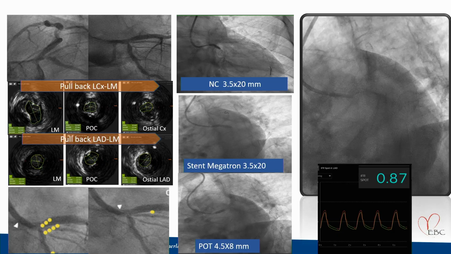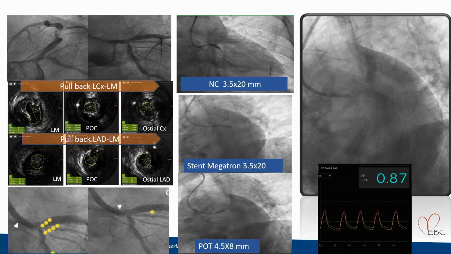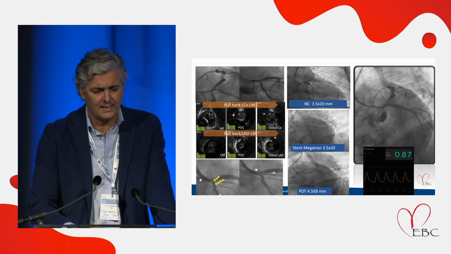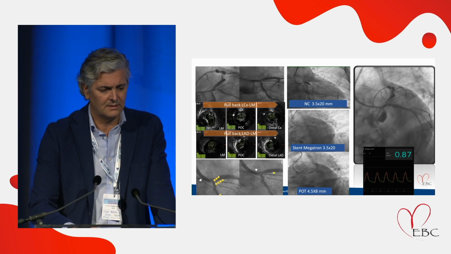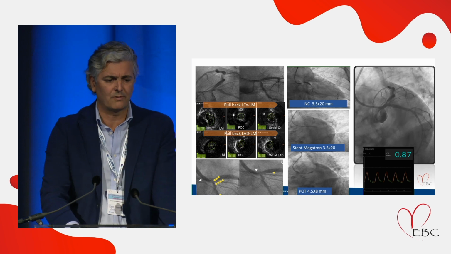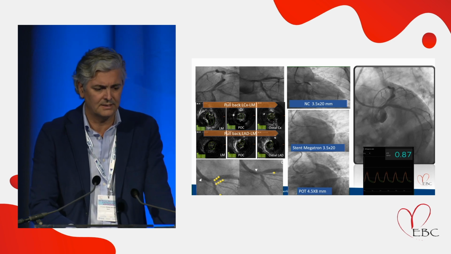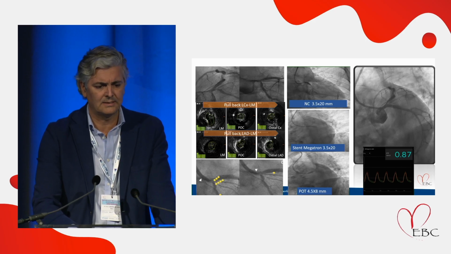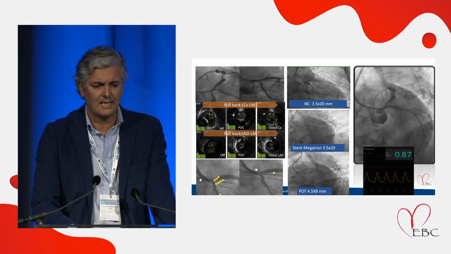physiological assessment with co-registration in both branches, and all the physiological impact was related to the ostium of the circumflex, and the pullback of the co-registration from the LAD didn't have any impact. So with this information, we again opt for an inverted provisional strategy, pre-dilation, stent, POT with a 4.5 millimeter balloon, and this is the final angio.